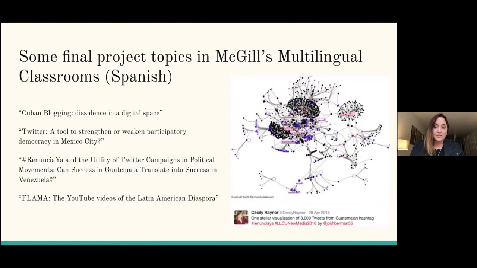So, just some final projects: Cuban blogging, dissidents in a digital space; Twitter, a tool to strengthen or weaken participatory democracy in Mexico City. Renuncia, you'll see 3,000 tweets that were visualized using Gephi on the right-hand side, looking at a hashtag movement called Renuncia, or Resign Now, and the utility of Twitter campaigns and political movements. Can success in Guatemala translate into success in Venezuela? And then finally, Flama, the YouTube videos of the Latin American diaspora.